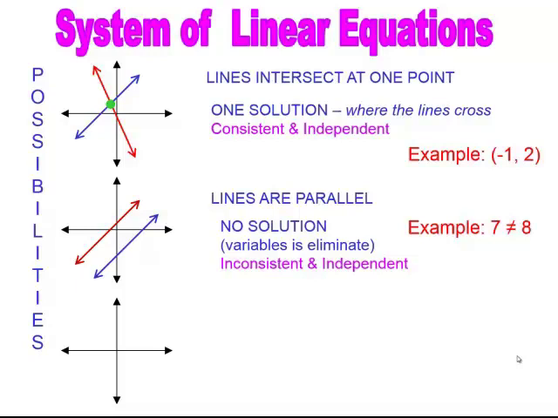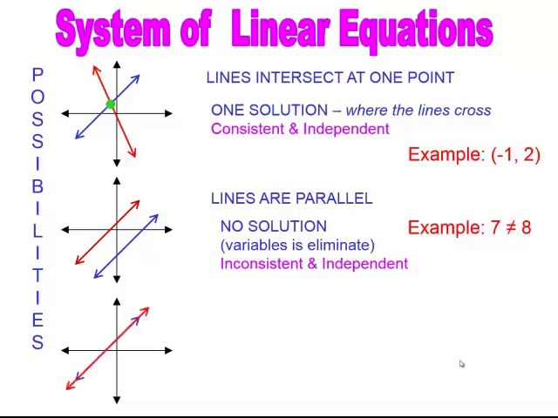When you're solving the system, the variables will be eliminated, and then you'll end up with something that does not equal the other. An example here is if the variables were eliminated and you got 7 equals 8, well, there's no solution because 7 will never equal 8. So if the variables are eliminated and you get this scenario, there's no solution and my lines are parallel.